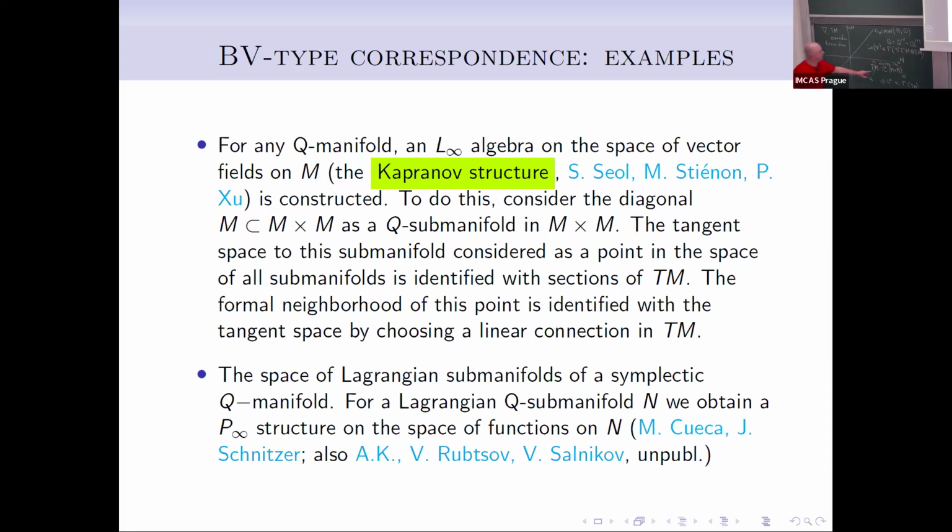But there we obtain a P infinity structure on M, which contains all information about Q. That's a sort of Taylor expansion of Q. Another way how to generalize it. So you call this a BV type correspondence.